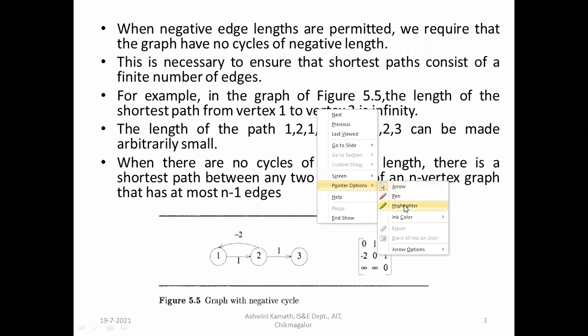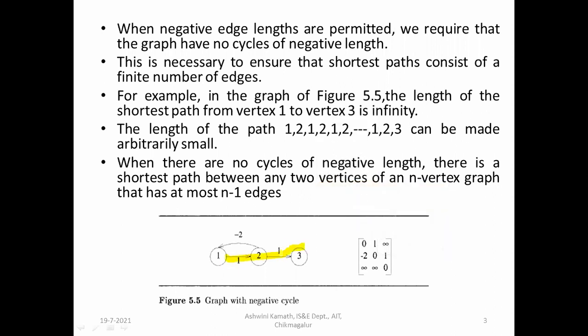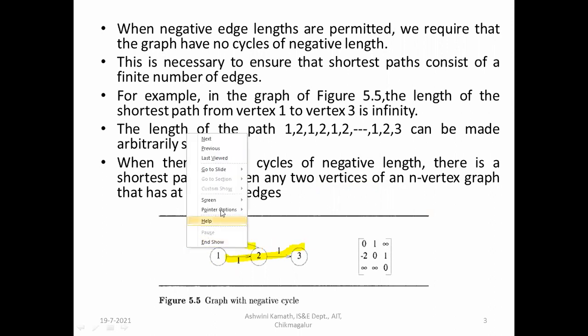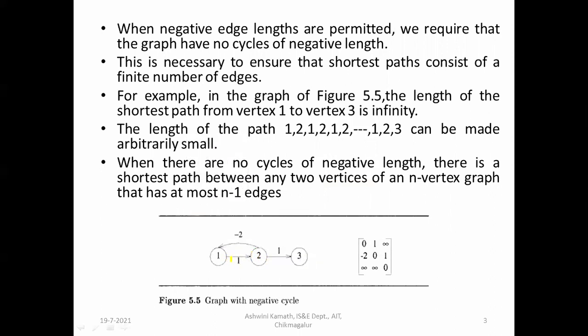You can notice that 1 to 2 is 1, and 2 to 1 is minus 2. So 1 minus 2 will be minus 1. Going around again, we keep getting lower values. Every time it will try to find the minimum value, a smaller negative value. So it will go to infinity. The length of the path from 1 to 3 becomes infinity.